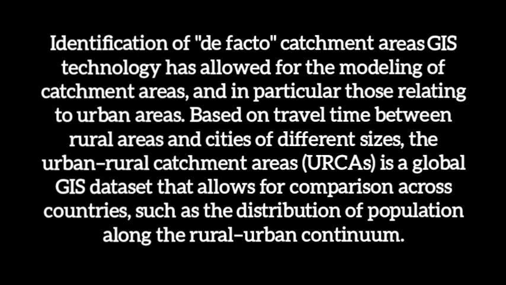Identification of de facto catchment areas. GIS technology has allowed for the modeling of catchment areas, and in particular those relating to urban areas. Based on travel time between rural areas and cities of different sizes, the Urban Rural Catchment Areas (URCAs) is a global GIS dataset that allows for comparison across countries, such as the distribution of population along the rural-urban continuum.